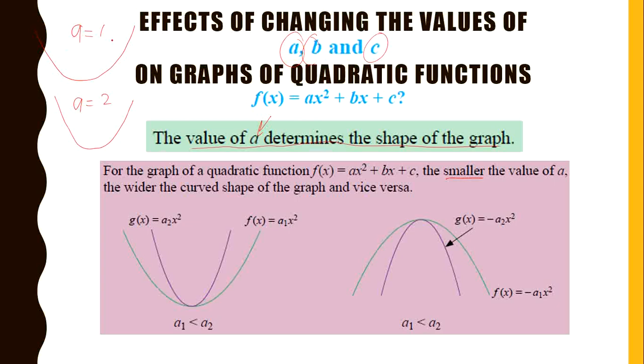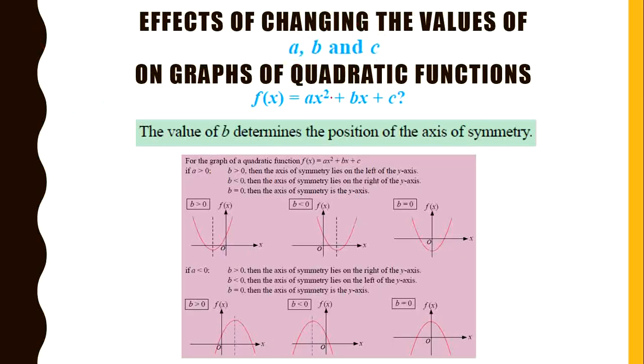Bila A is smaller, dia makin tenganga. Bila A kuncup sikit ataupun kecil sikit, maksudnya A dia is greater ataupun makin besar. Sama je, masam ke, senyum ke, when the value of A is smaller, dia jadi wider. B pula, apa efek B dekat graf ni? The value of B determines the position of the axis of symmetry. Macam mana tu? Okay, kita tengok.